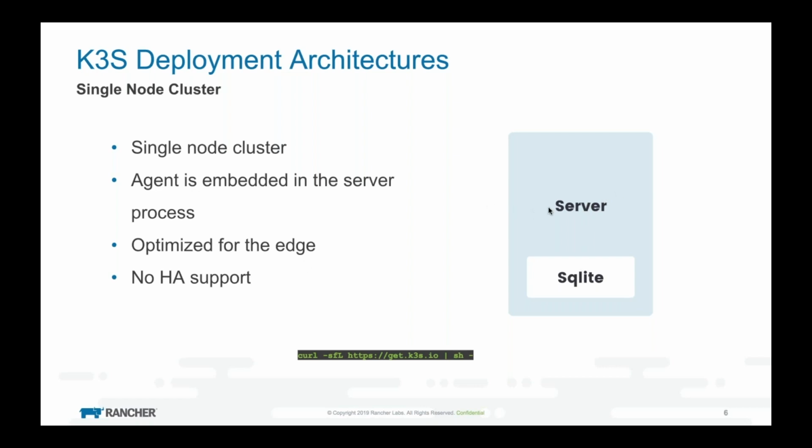The agent is embedded in the server process, as I mentioned, and it's really optimized for the edge because you don't have to have an external database or any other prerequisites, and it also has a low memory footprint, so it can be installed in different devices. The problem of this single server cluster is there is no HA support. So if the server is down, then the deployment is down.